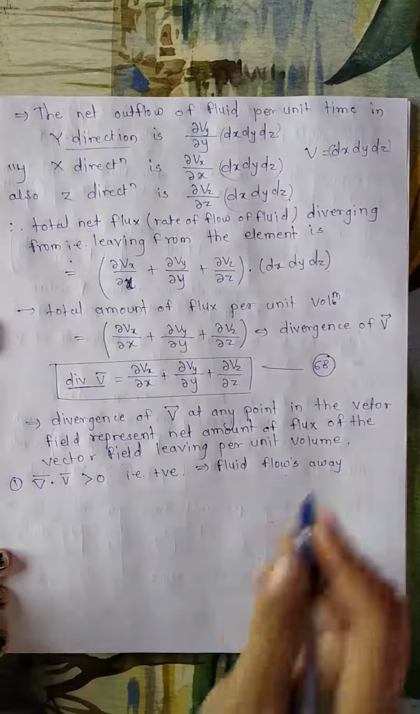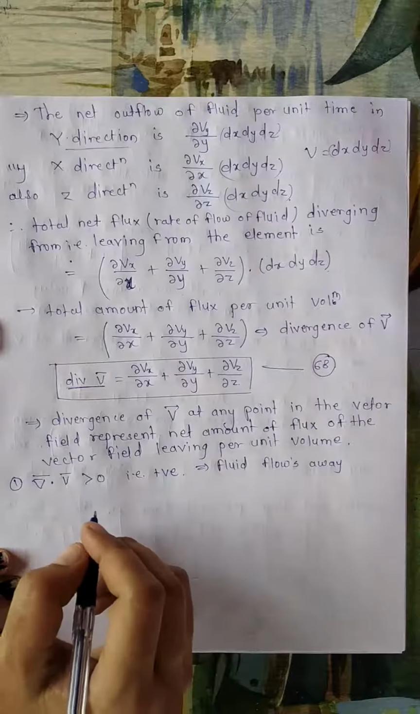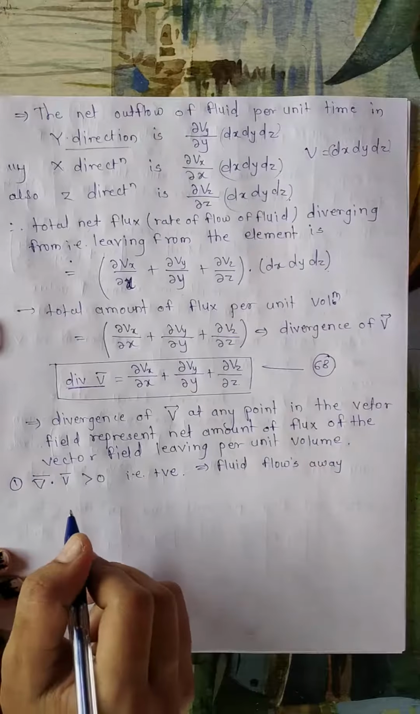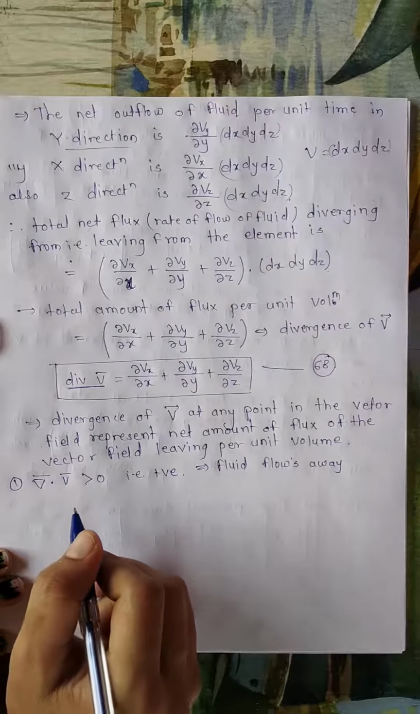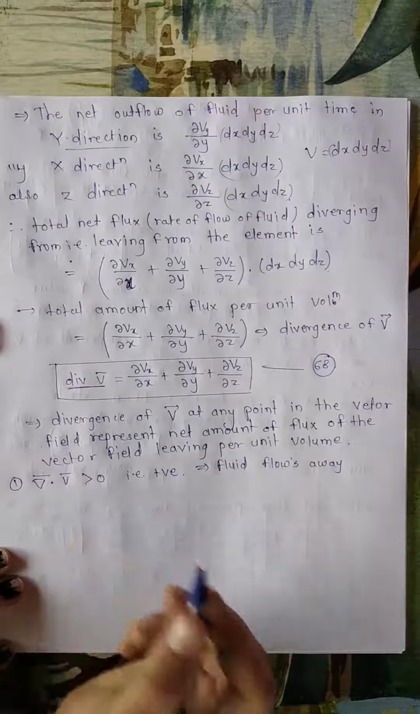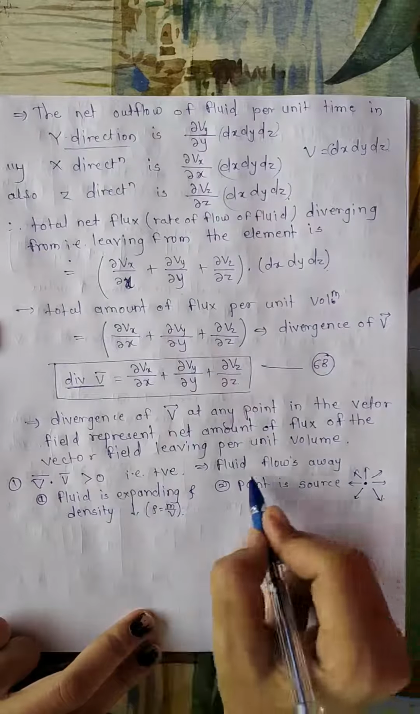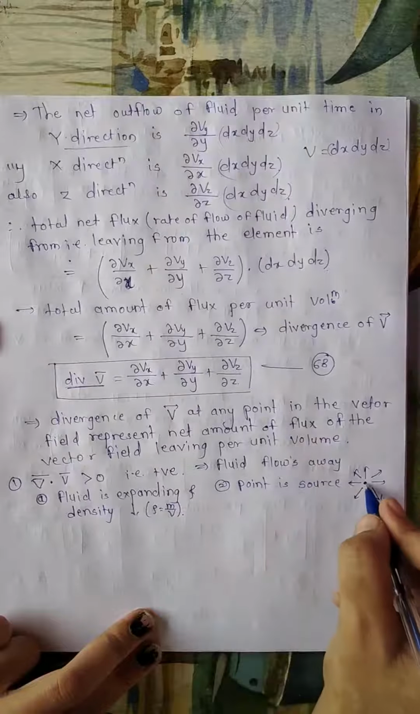There are two cases now. If fluid is flowing away, this means either the fluid is expanding at that point and its density is decreasing, or the point is a source at which fluid is entering the field. So if your divergence is positive, this means fluid flows away from that point.